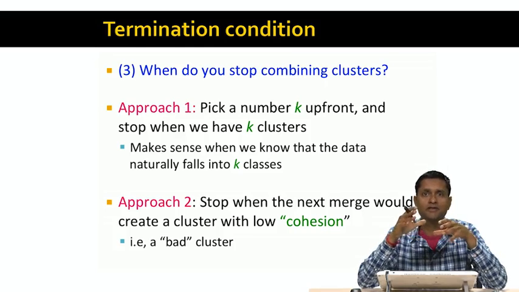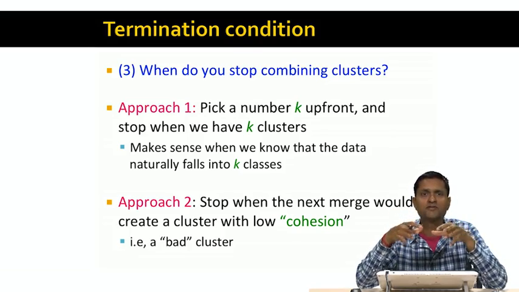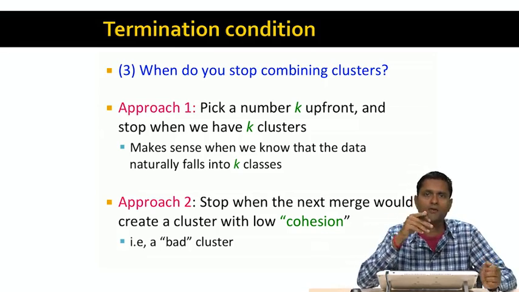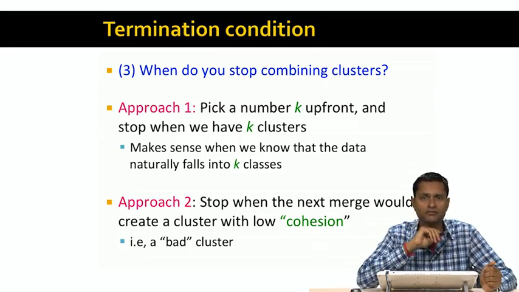The second approach, when we don't know the number k up front, is to keep clustering and stop when the next merge of clusters would create a bad cluster. Now, how do we define a bad cluster? We define a notion called cohesion, which measures the goodness of a cluster. And when the cohesion value falls below a certain level, we've created a bad cluster. And we stop when the next merge would create a bad cluster. How exactly do we define this notion of cohesion?